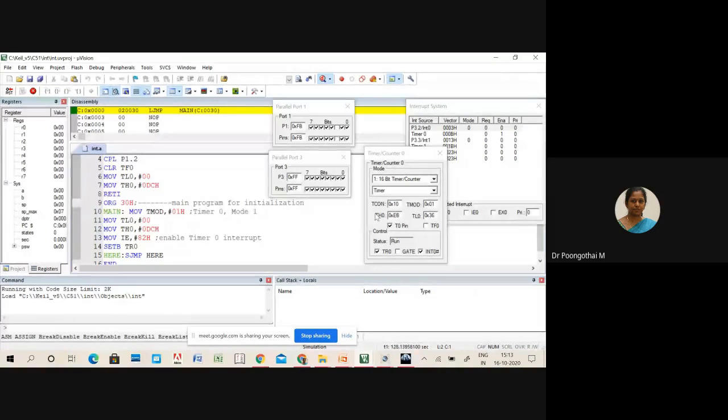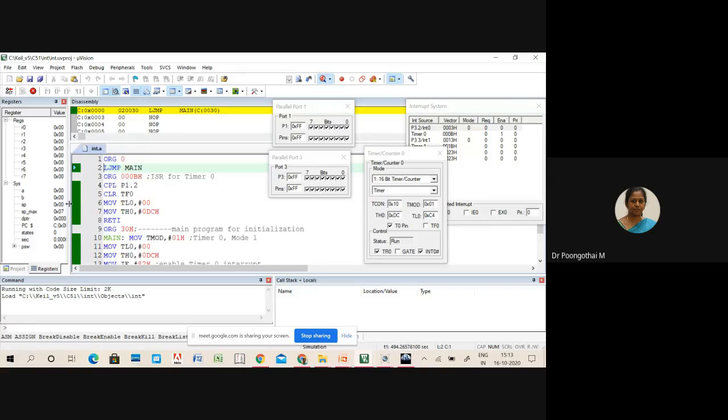So based on the clock pulse, your timer gets started. It is operating in 16-bit timer mode. Once the overflow flag is set, your program control goes to this particular ISR. Here, we are complementing P1.2. So a square wave is being generated at P1.2 continuously.